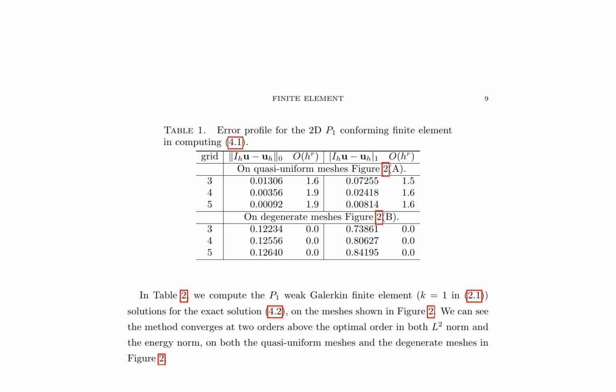Next, the authors compute the error profile for the 2D P1 weak Galerkin finite element, with k = 1 in equation 2.1, on the same meshes.